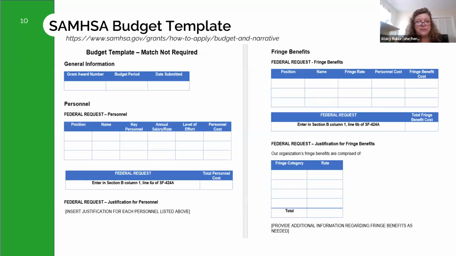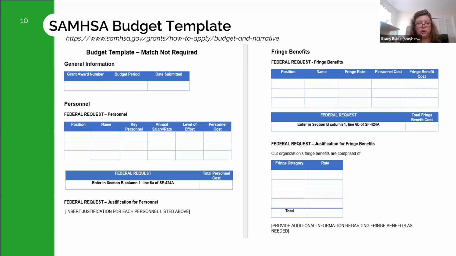This is another example. This is from SAMHSA, the Substance Abuse and Mental Health Services Administration. This is potentially one of the grants that you might apply for. They have a budget template that they provide to you that you can use to provide your budget and budget justification to them. Even if you don't actually use their actual template, I highly recommend that you use the format of it.